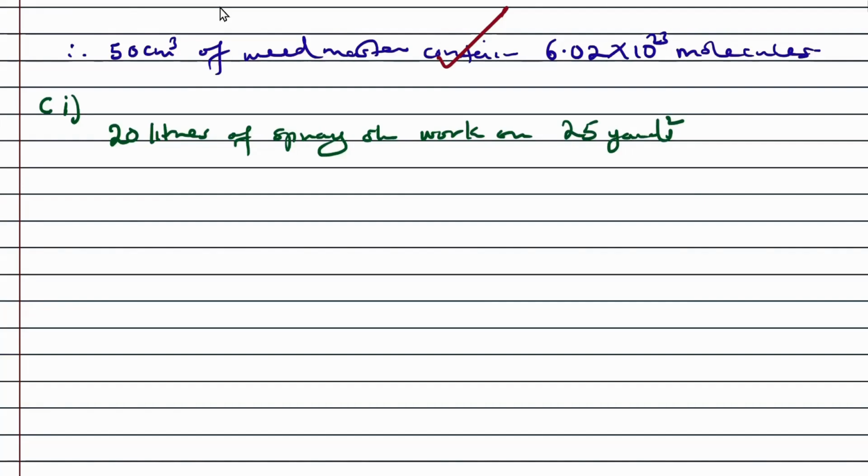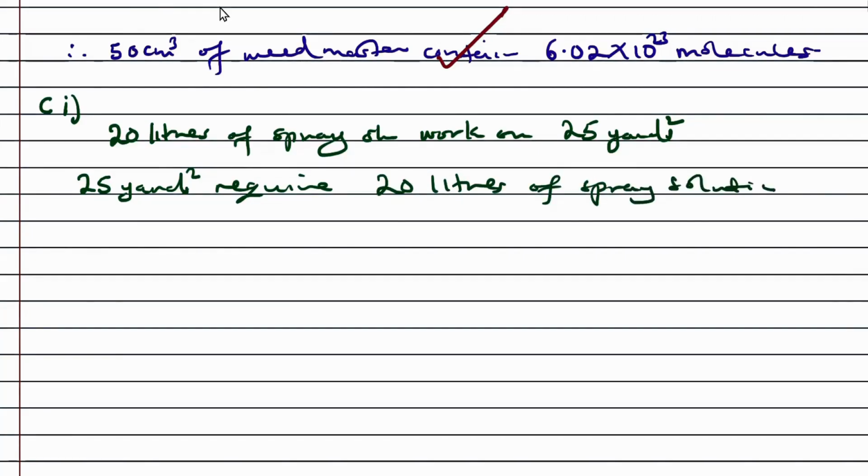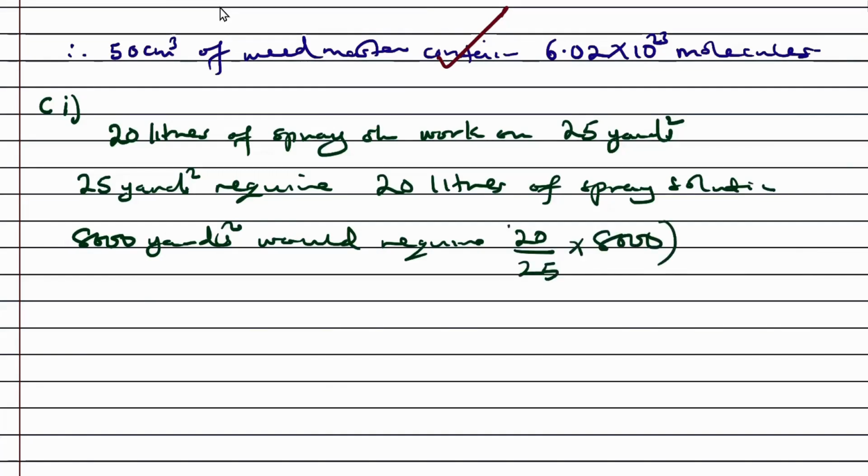And since you want to get the number of liters, we are going to reverse this statement. It's the same as saying that 25 yards squared require 20 liters of Cypre solution. Then what about the 8,000 yards squared? We are going to get the 20 divided by the 25, then multiplied by the 8,000. And still this is going to be in liters.